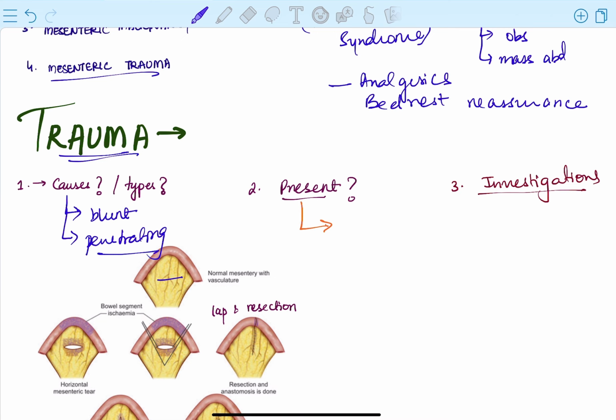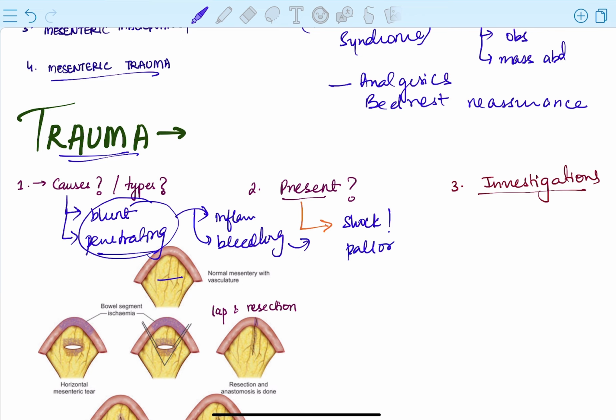Okay, so once there is an abdominal injury, a tear, something has happened inside the abdomen. How does the abdomen react? There will be lots of inflammation going on. There can also be bleeding. All this leads to symptoms of shock. Due to internal bleeding, the patient can present with pallor. And also there is a lot of inflammation going on within. There can be abdominal distension and pain.